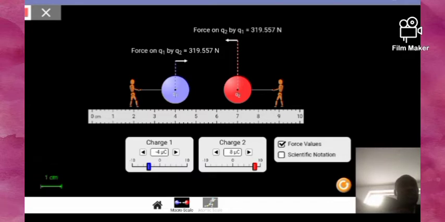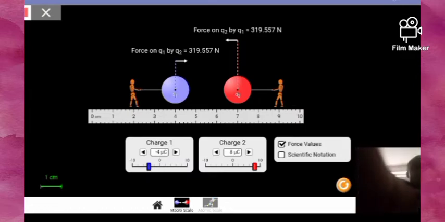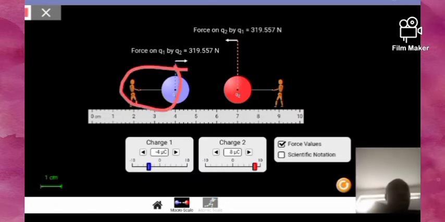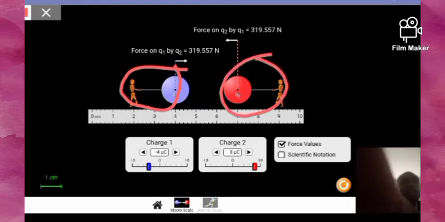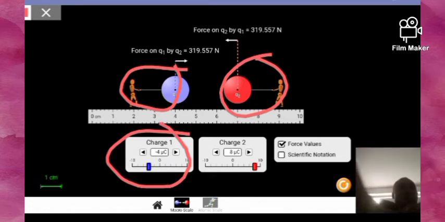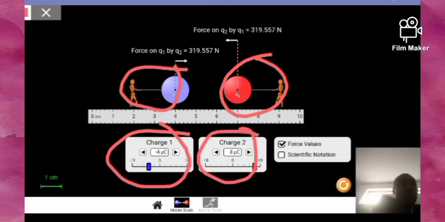Everyone. In this video today I'm going to be demonstrating Coulomb's law of electricity of charges. Here I have two separate charged bodies, charge Q1 and charge Q2. Charge Q1 has a charge of -4 microcoulombs and charge Q2 has a charge of +8 microcoulombs.